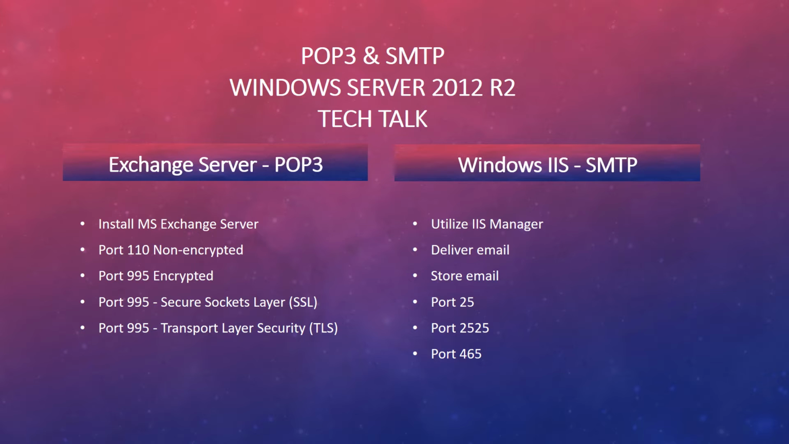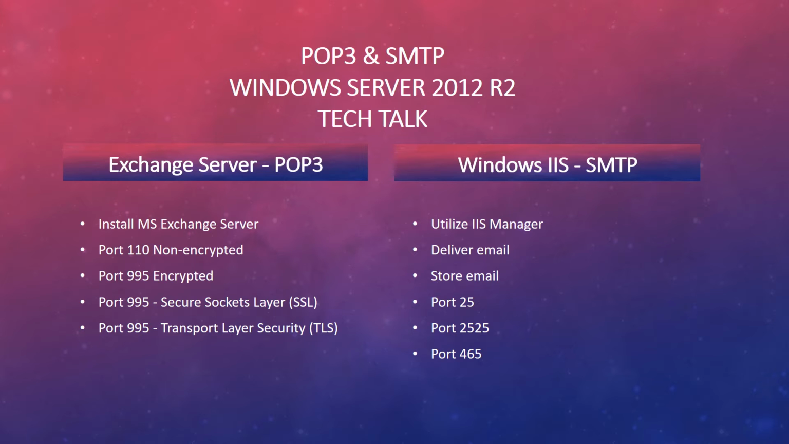Windows IIS for SMTP. The IIS Manager will make the SMTP configuration process easier. The manager allows the user to choose whether or not they want their emails delivered directly to them or if they want their emails to be stored on a separate server. Port 25 is the non-encrypted port for SMTP, that is the default setting.